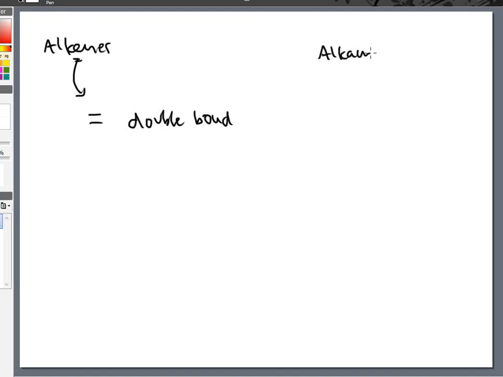Alkanes, with the ANE, means single bonds all the way through. All the carbons to carbons were single bonds. Now, please don't get this confused. I did have carbon double bonded to oxygens in the last module. Those were not called alkenes. Those were called something else because it's a different type of functional group.